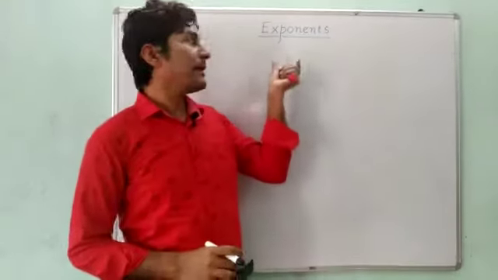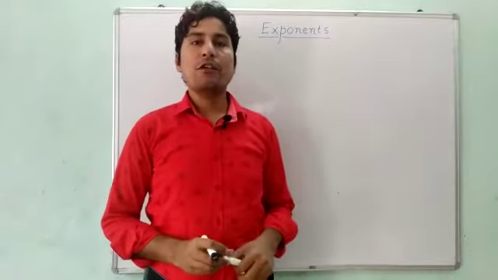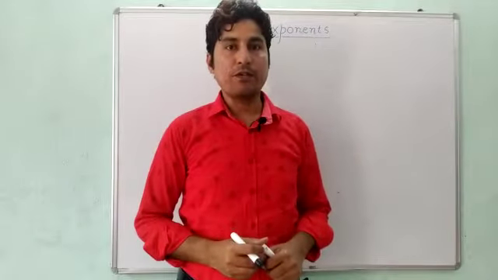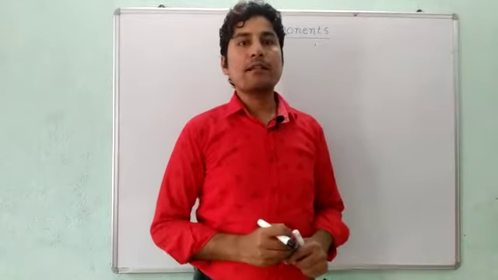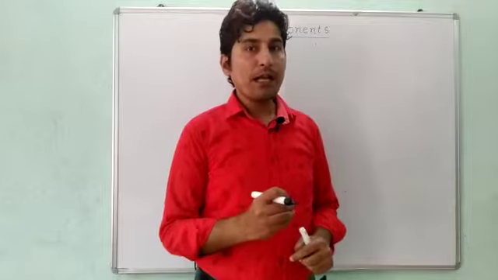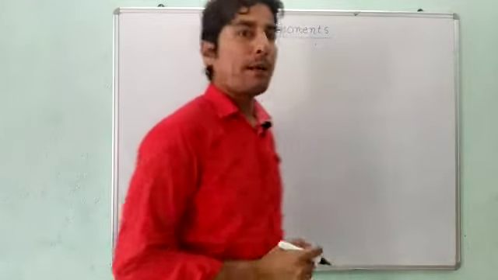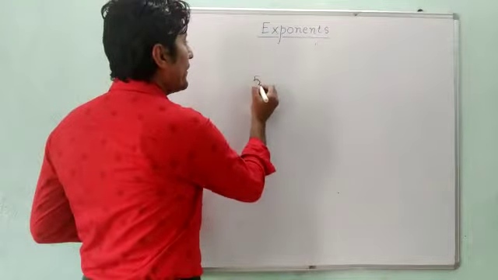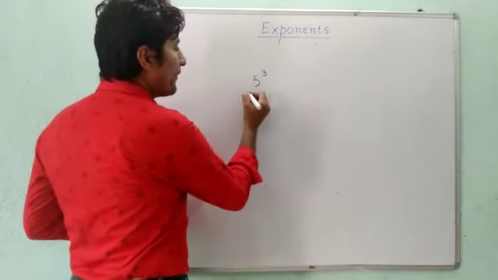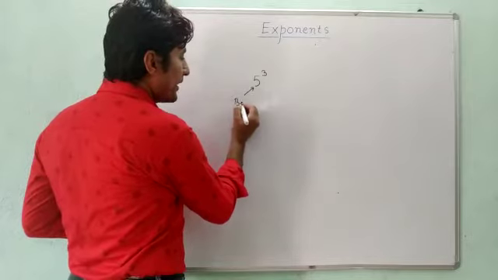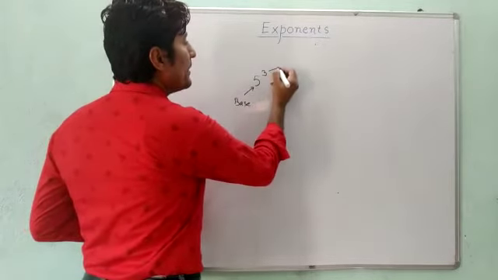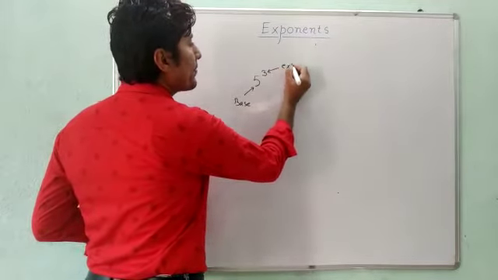So our today's topic is exponent. First of all, we will see the definition of the exponent. An exponent is defined as the number of times we multiply the base by itself. Suppose I am taking the example of 5 to the power 3. Here 5 is representing the base while 3 is representing the exponent.